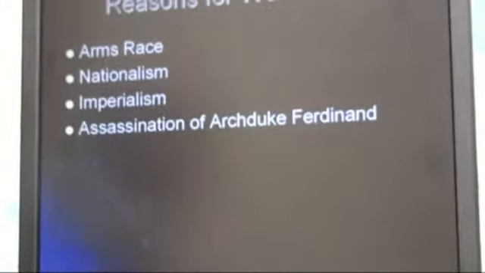A fourth reason for World War I was the assassination of Archduke Ferdinand. Archduke Ferdinand was from Austria-Hungary, went to visit Serbia. When he did, he was killed by the Black Hand, a militant group, and a 19-year-old named Gavrilo Princip. His country, understandably, was upset about it, so Austria-Hungary offered an ultimatum to Serbia, which Serbia denied. When Serbia denied that, Austria-Hungary declared war.